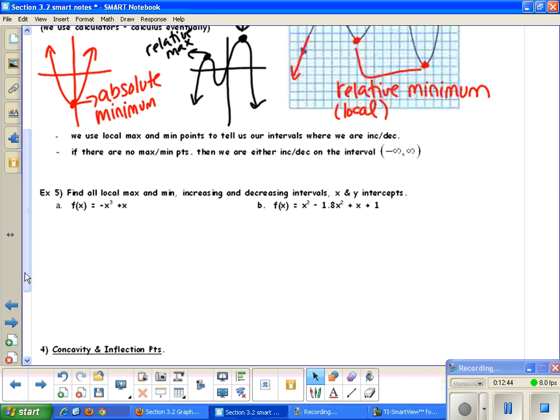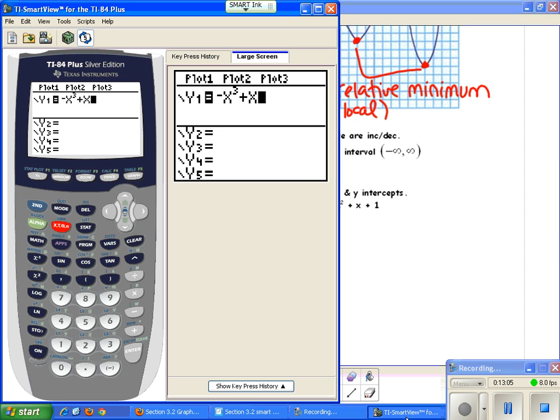So we're going to practice this example A that we have right here. It says, find all the local maximum and minimum, increasing and decreasing intervals, and the x and y intercepts. So basically we're trying to evaluate everything we possibly can for this function. The first thing you want to do is get out your graphing calculator, and of course follow along with the steps so that you know how to do them when you're doing these problems. First go to your y equals and plug in the function, which I already have in there.